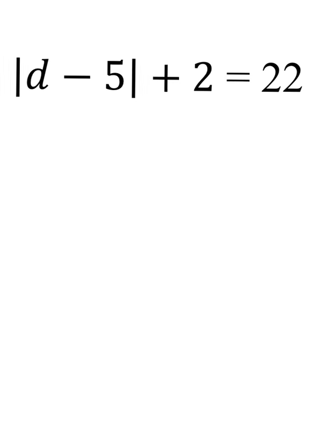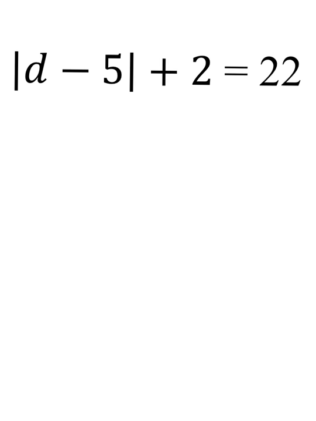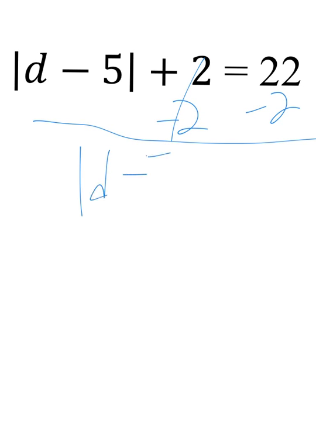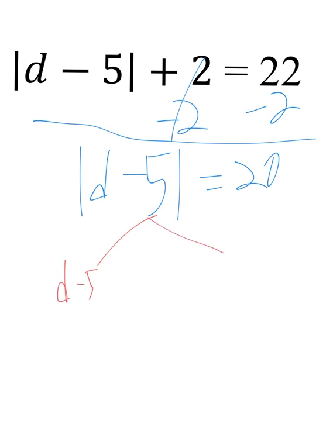So here I have |d - 5| + 2 equals 22. So the d minus 5 is in the absolute value. If there's something on the outside of the absolute value, see if you can get that to the other side before starting to solve. So this plus 2 is going to minus 2. And then I'll have |d - 5| equals 20. Now is the time to make your two equations. So d minus 5 equals 20, and d minus 5 equals negative 20.